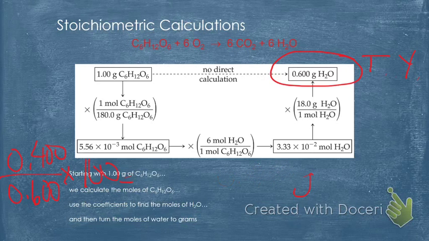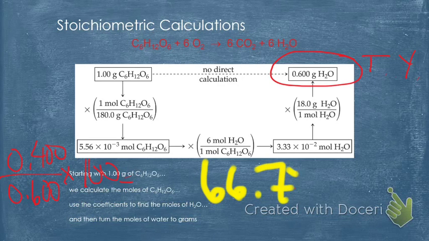I'm going to erase this over here to put my answer. Okay, so 0.4 divided by 0.6 times 100 is going to come out to 66.7%.